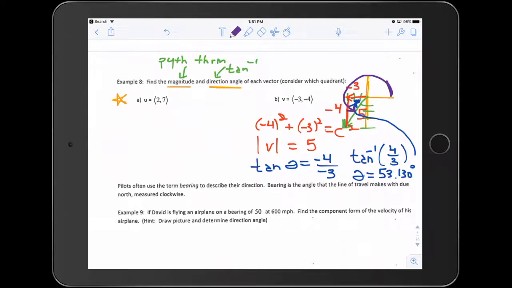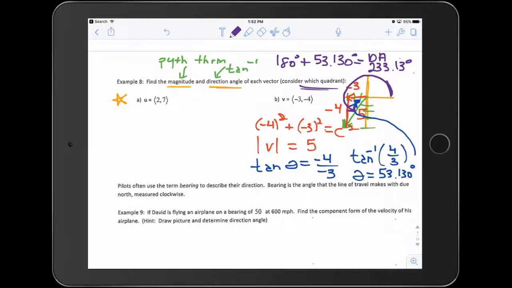So you need to take 180 degrees plus that angle you just found, which I like to call the reference angle, because it's not the direction angle. Sometimes it is, depending on which quadrant you're in, which is why it says be careful which quadrant you're in. But really, you have to come up with a direction angle depending on where you're at. So in this case, the direction angle, the dA, is going to equal 233.13 degrees.